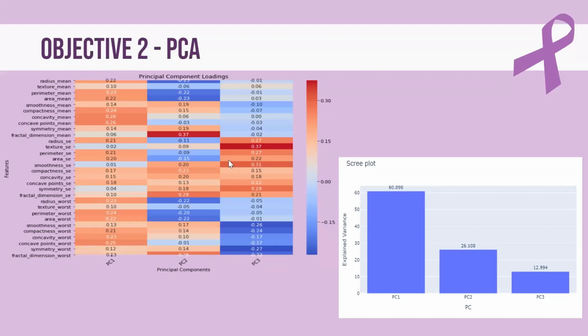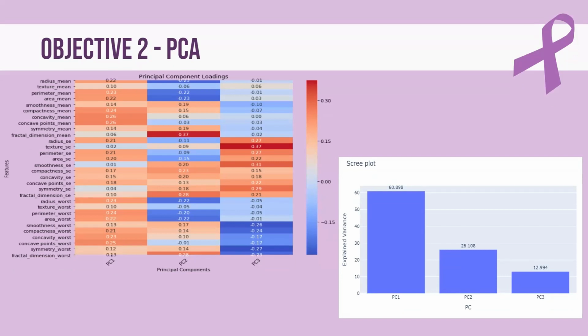Moving on to objective 2, we applied principal component analysis to explore patterns in cell nucleus characteristics. PCA basically transformed the data to a lower dimensional space while retaining most of the variability present in the original data. The heat map represents the correlation between the original features and the principal components. Each row represents a feature from the original data set and each column represents a principal component.